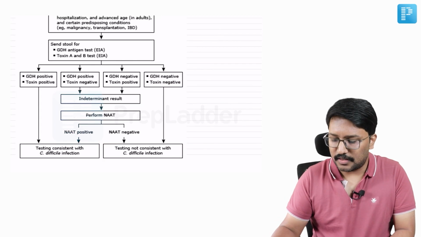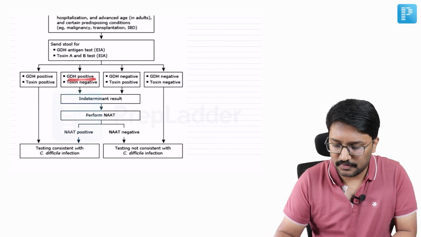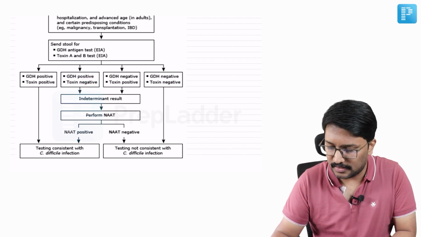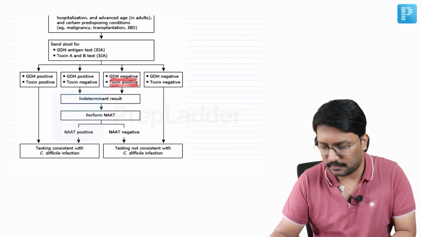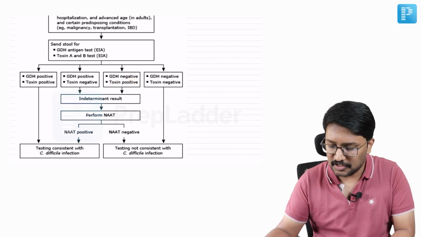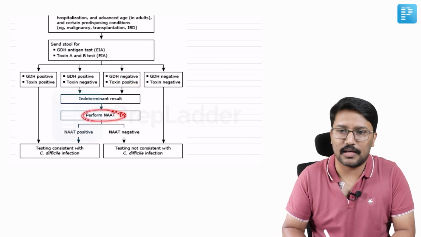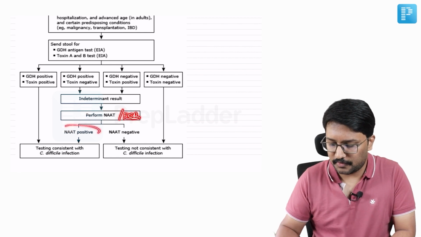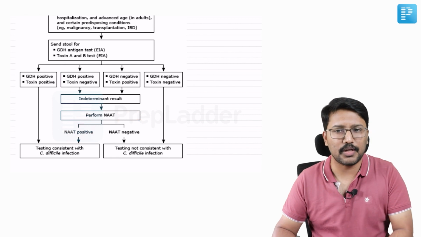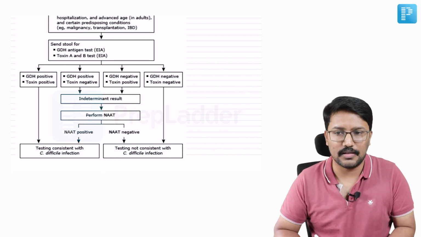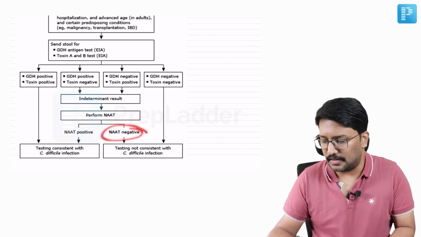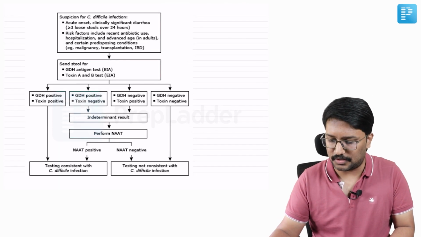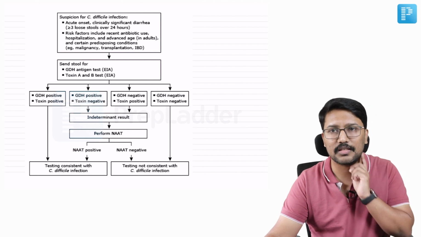When you have incongruent results, like GDH positive and toxin negative, then you can say it is indeterminate. Similarly, GDH negative and toxin positive is also indeterminate. In such patients, you can perform a nucleic acid amplification test or maybe even PCR. If the nucleic acid amplification test is positive, you can go with the diagnosis of CDI. And if the test is negative, then Clostridium difficile infection is ruled out, right? So this is a logical algorithm.